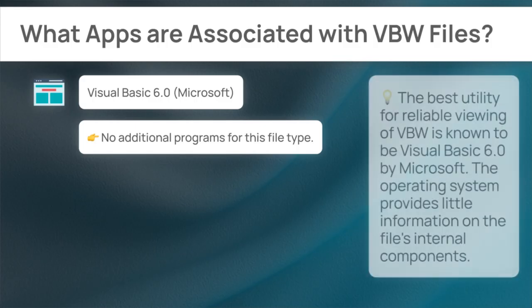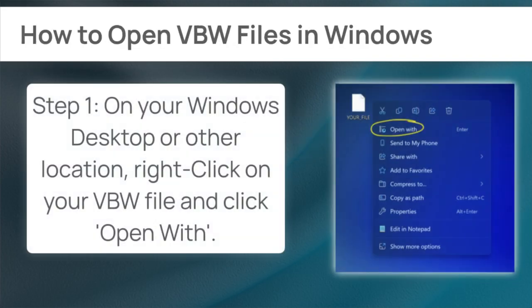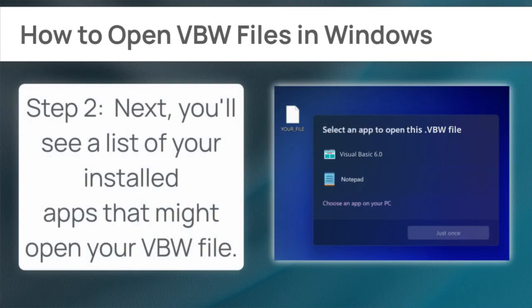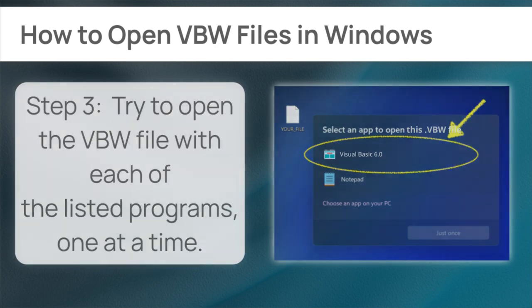The operating system provides little information on the file's internal components. Windows may open them in a text or config editor, but they should be modified only when you understand their effect. We are performing a full check of installed file handlers. Right-click your VBW file and choose Open With. Test with Visual Basic 6.0 first. If it's missing, select another program. The fix is usually a simple software swap.